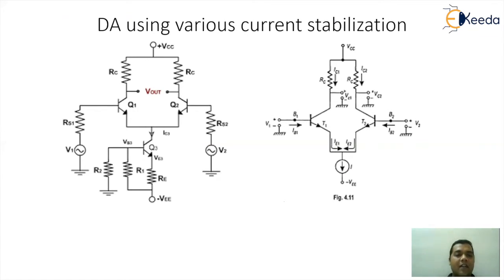As you can see, the left hand side figure has an additional transistor Q3 with three resistances R2, R1 and RE connected to a minus VEE battery. So this is also one of the arrangements for a differential amplifier using a current stabilizer. And the fourth circuitry, on the right hand side, is basically the standard circuitry where the lower section will have a constant current source present.